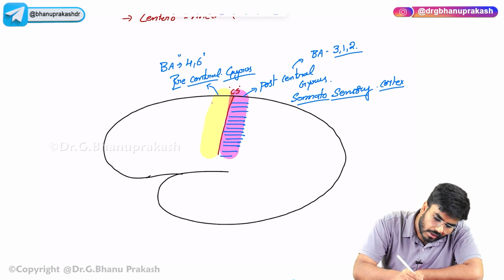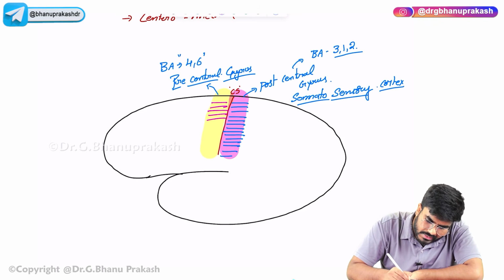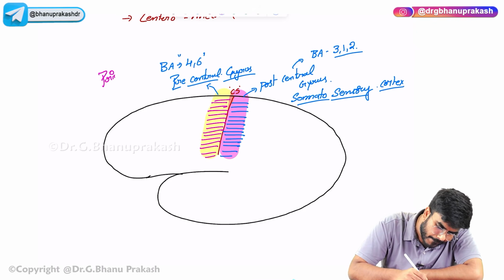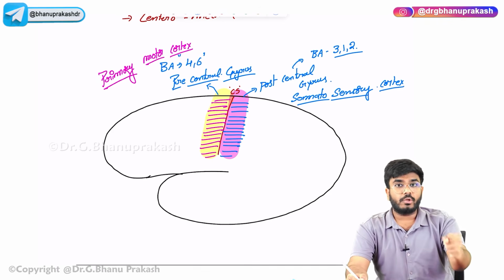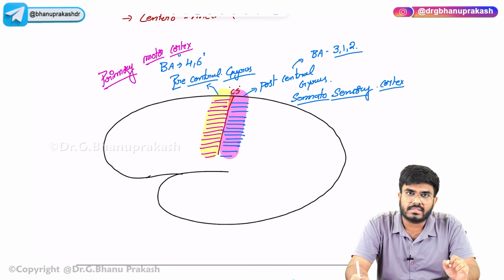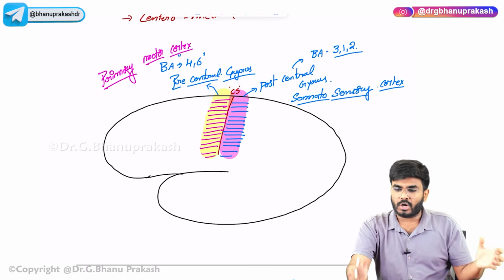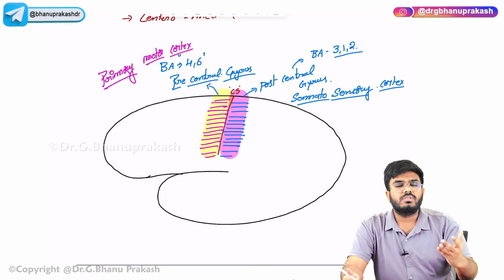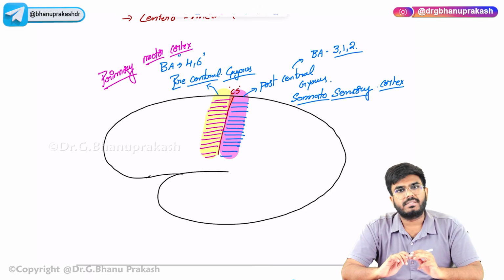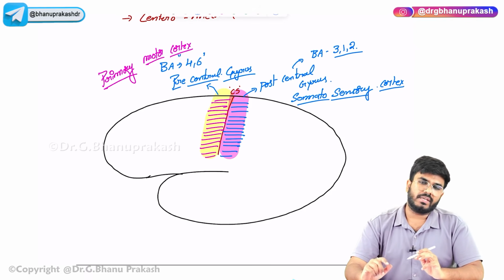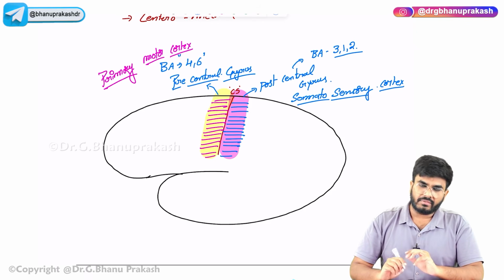Next, what is this area? This yellow color area is your primary motor cortex, which means your body movements, upper motor neurons, are coming from this precentral gyrus. The upper motor neurons control the lower motor neurons, and lower motor neurons help in muscle contraction. So this precentral gyrus is your motor cortex, and the postcentral gyrus is your somatosensory cortex. Brodmann's area 4 and 6, and Brodmann's area 3, 1, 2.